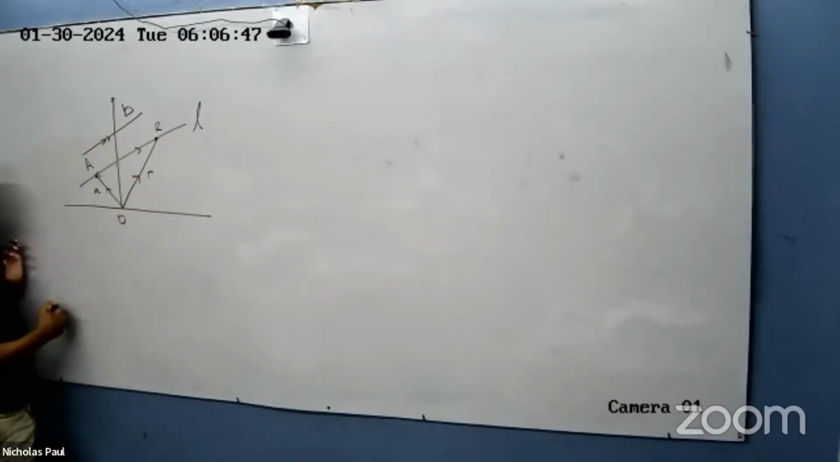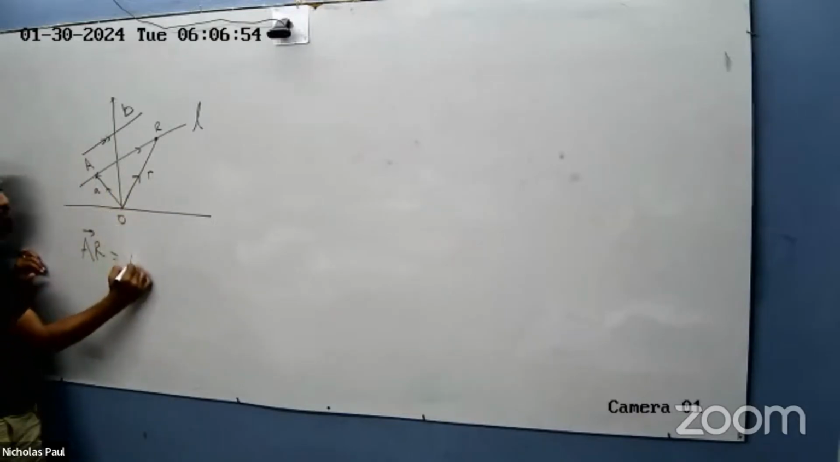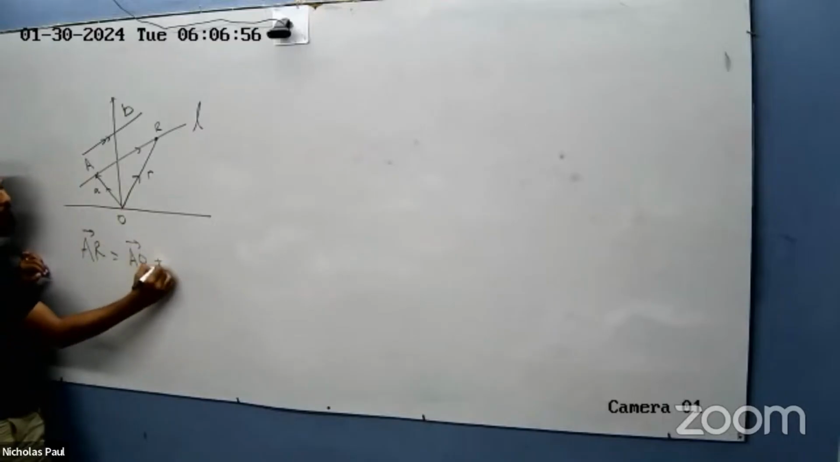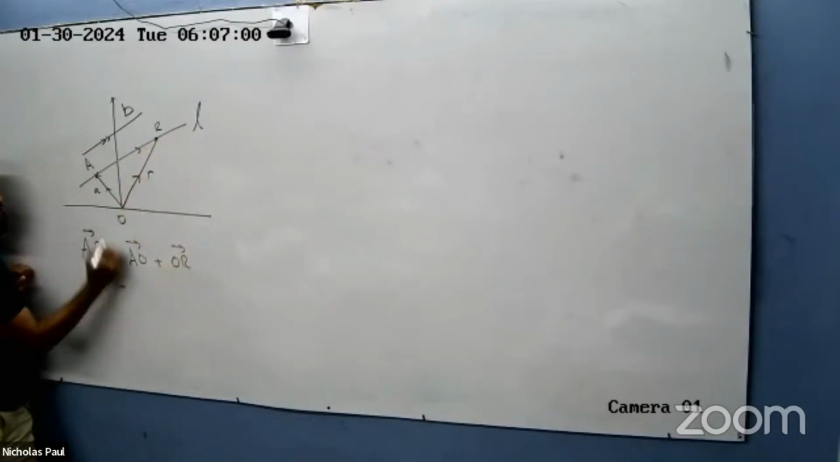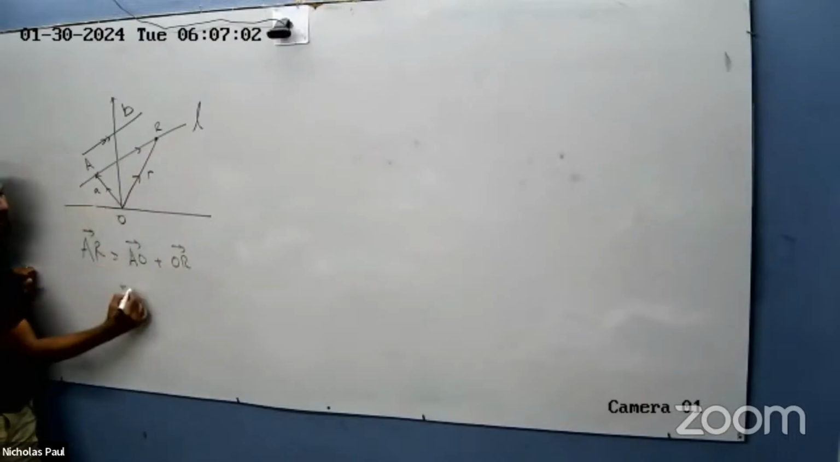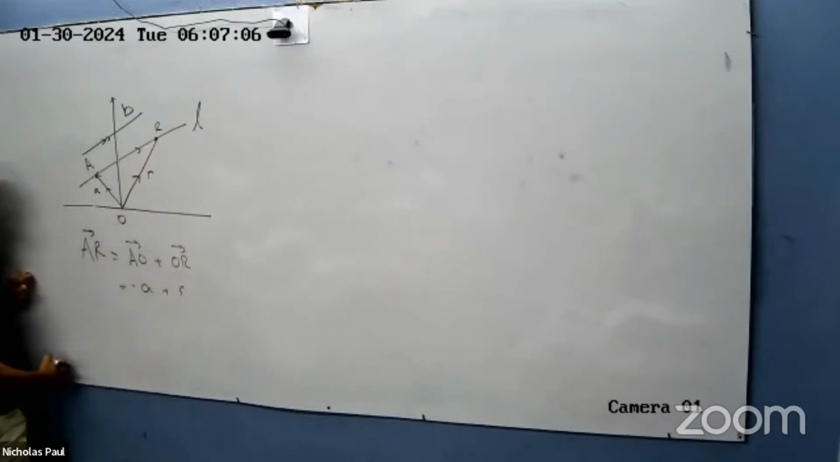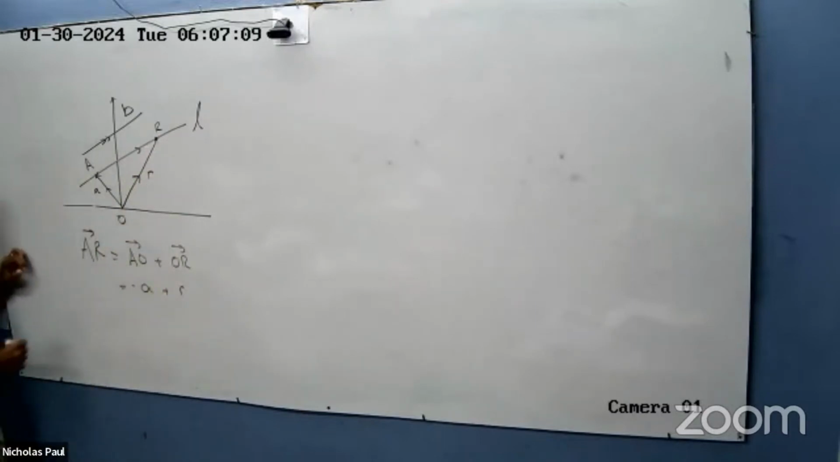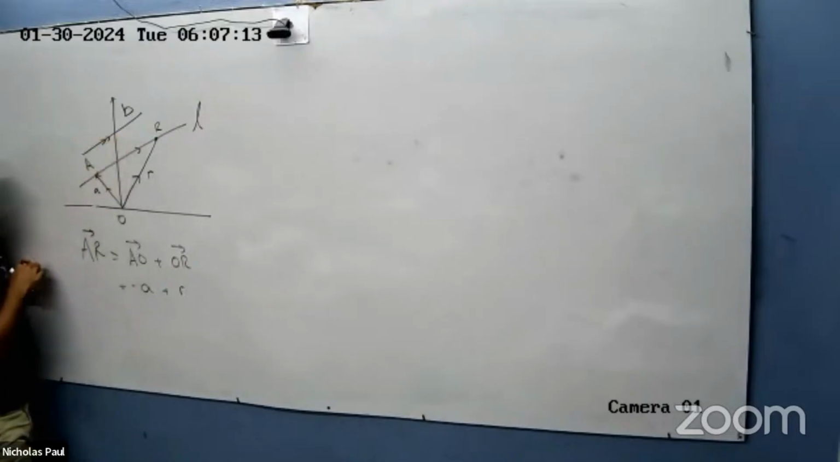So how am I going to get the equation of the line? We said AR is A to O plus O to R. A to O is minus A because we're going against the arrow. O to R is the vector r there. Are you okay with that? But remember, AR is parallel to B, correct? And parallel vectors are what?